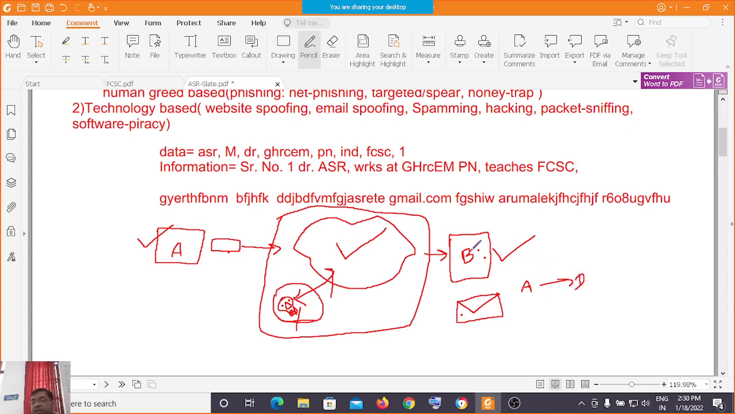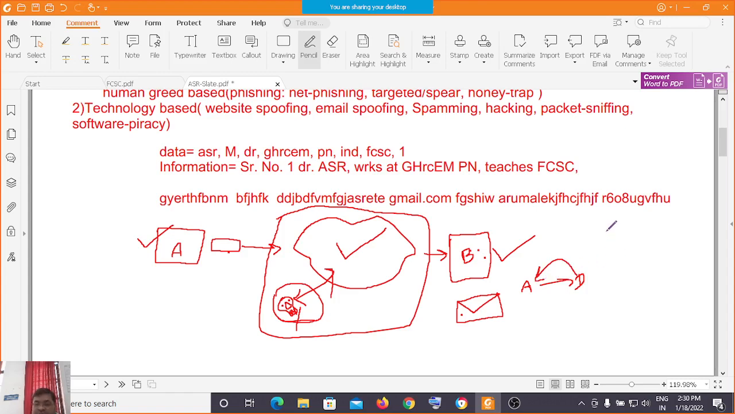Only B, the receiver, will know how to decrypt this message into its original. So B will decrypt this message and get A, the correct message. That is what we call encryption and decryption.